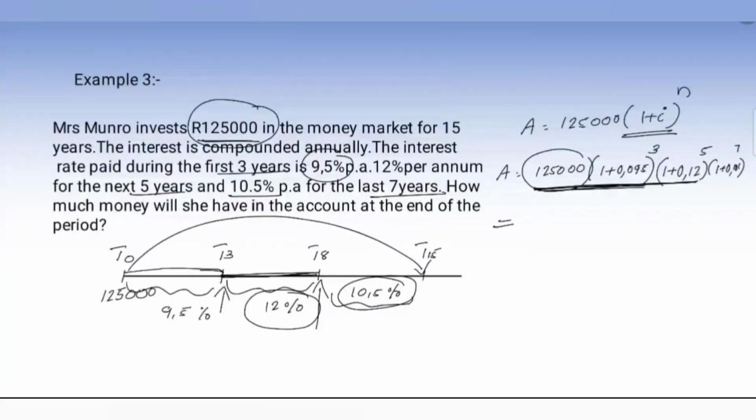So the final answer is going to be rand 581,806.31. So this will be the answer. So this is how you have to change it if interest is changing. Is it clear? Guys, here you can see 3 plus 5 plus 7 is going to be the total number of years, that is 15 years.